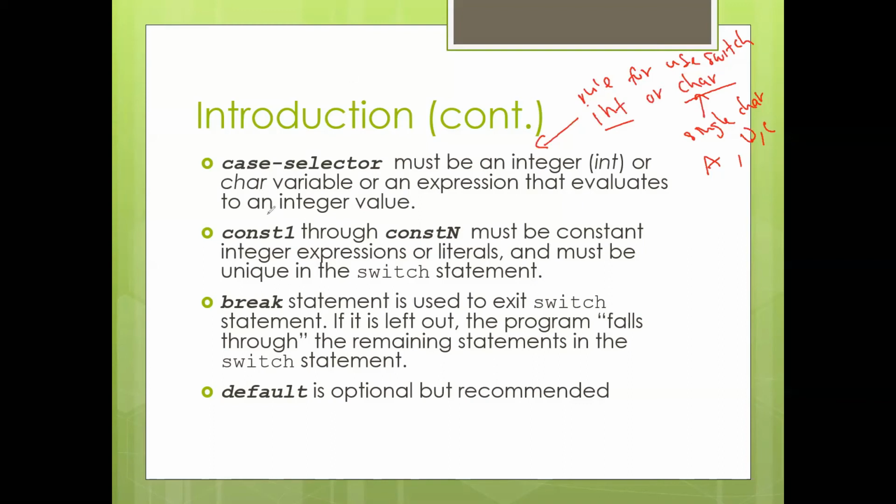Okay, so next, const 1 through const n must be constant, integer, expression or literal, and must be unique in the switch statement. So must be unique lah. Apa-apa nilai, contohnya 1. Okay, kalau user tu tekan 1 for add, itu maksud dia. Ataupun A ni maksudnya apa? Itu dia punya pilihan.